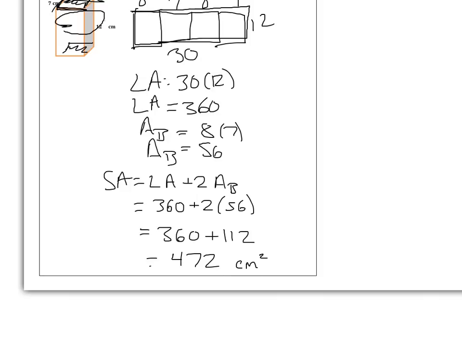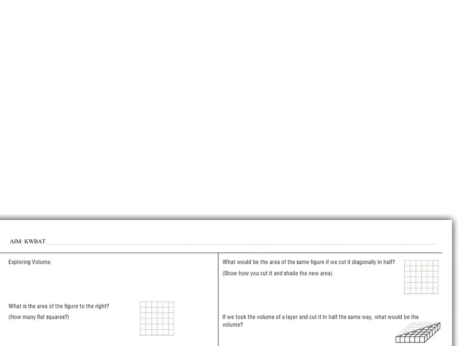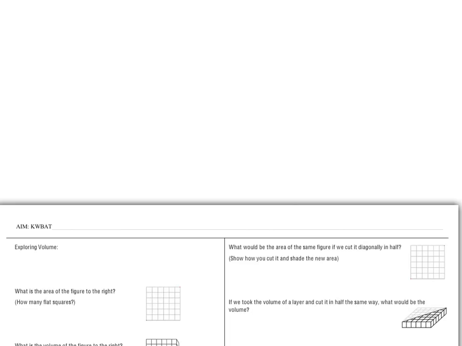Alright, let's move on to our aim for today. Today's aim, Kipsters: today we're moving on to find the volume of a prism.